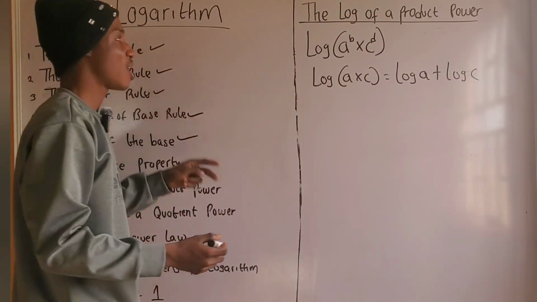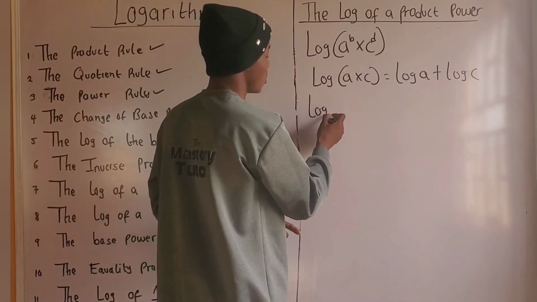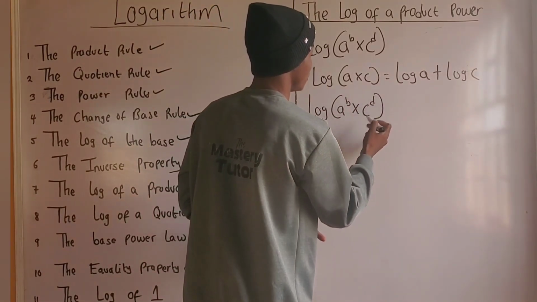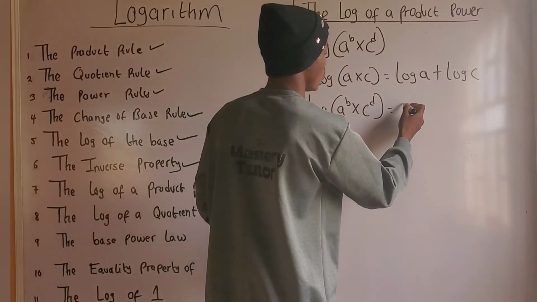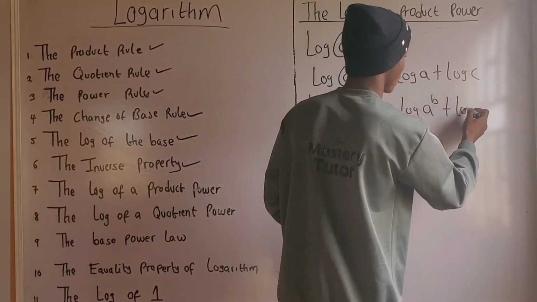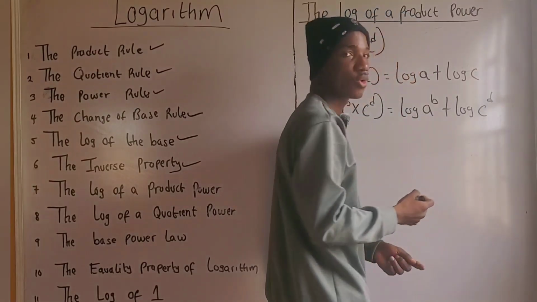Now we are having log a raised to the power of b times c raised to the power of d. This will be equal to log a raised to the power of b plus log c raised to the power of d.